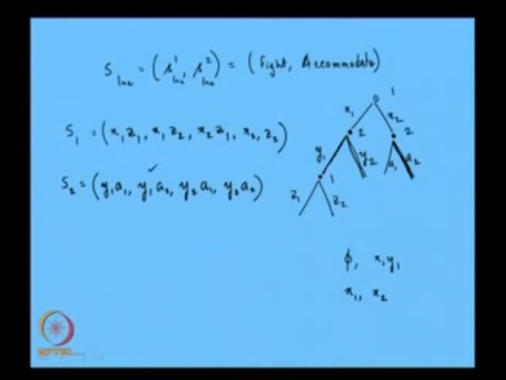Now, by looking at the strategy of player 2, it may appear that... what is the strategy? It's a plan of action. He is just saying that after each contingency, what is the action that I will take?